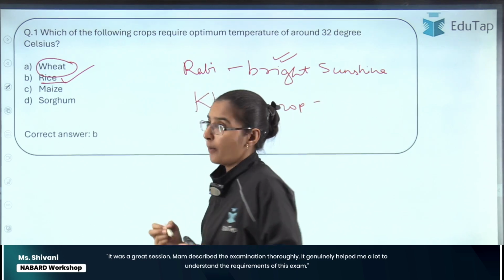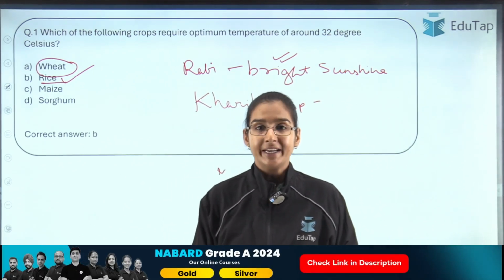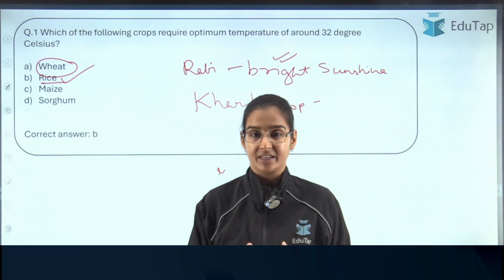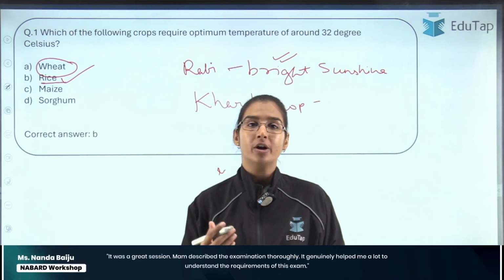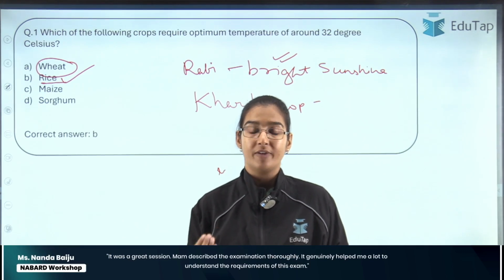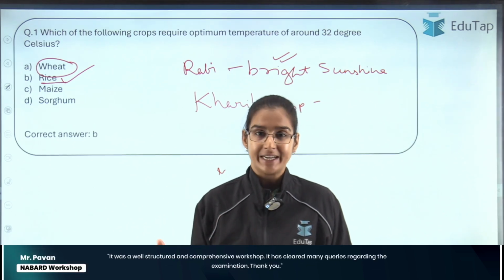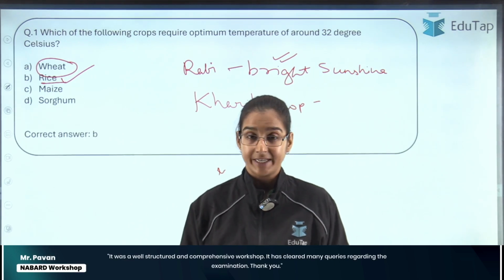Being a kharif crop, it requires high temperature and high humidity. So the ideal temperature required by a rice crop to grow at its best is around 32 degrees Celsius. And its rainfall requirements are also high. It grows well in areas where the annual distribution of rainfall is more than 100 centimeters.